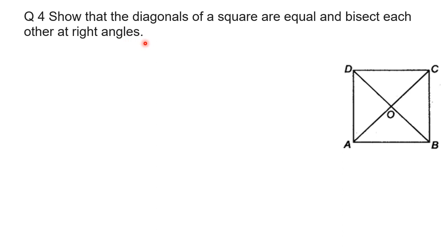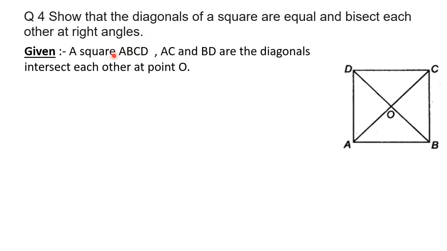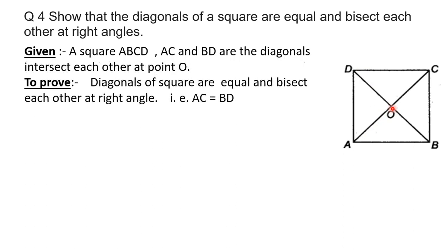Right angle. So it is given, let ABCD is a square, AC and BD are the diagonals which intersect each other at a point O. We have to prove these diagonals AC and BD are equal and they bisect each other at right angle. So for proving this, we take triangle ABC and the triangle BAD.